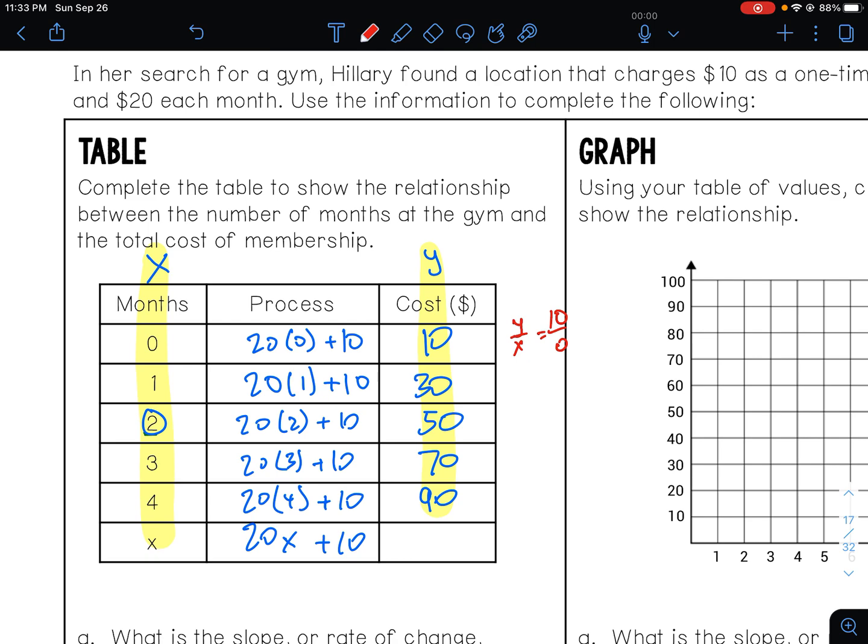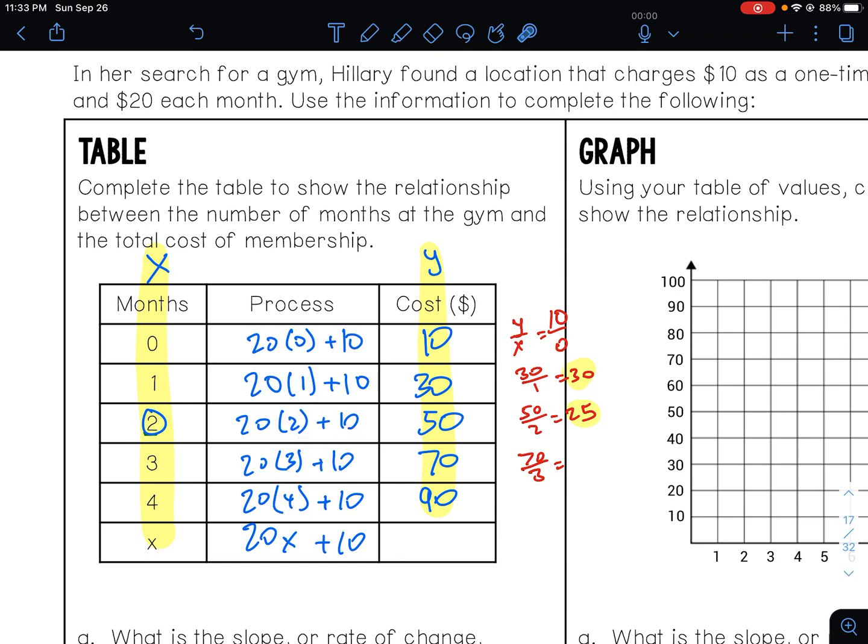But how about this one? How about 30 over 1? What does that equal? Well, that equals 30. And this would be 50 over 2, which gets us 25. And then this is 70 over 3, which gets us some other ridiculous number. But notice 25 and 30, those are not equal. The y over x for this data set is not equal, so this is not proportional.